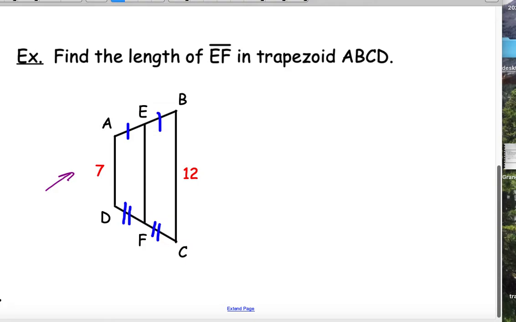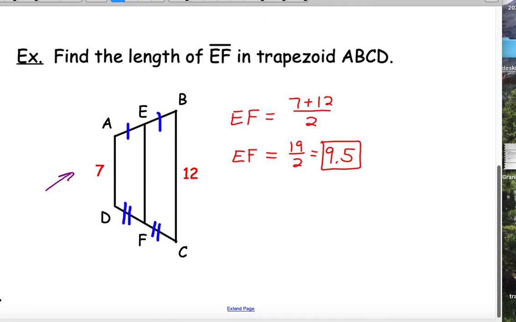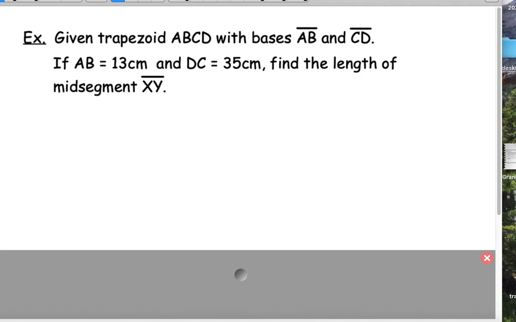So all I have to do to get the length of EF is add my two bases and divide by 2. So EF is going to be 19 divided by 2. And what's 19 divided by 2? You can leave it as 19 over 2, or you can write it as a decimal. Either one's fine. Most people would probably write the decimal. All right, let's look at another example.